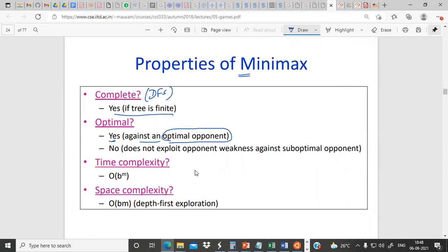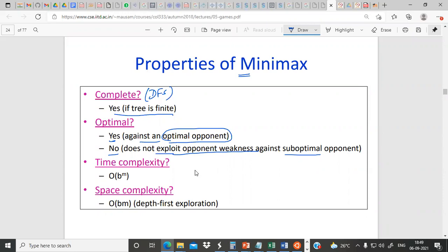But if the opponent is not optimal, then it is not optimal. If the opponent is suboptimal, it means the opponent is not playing with his full potential. Then this algorithm cannot exploit the weakness of the opponent, and it cannot improve the result further.